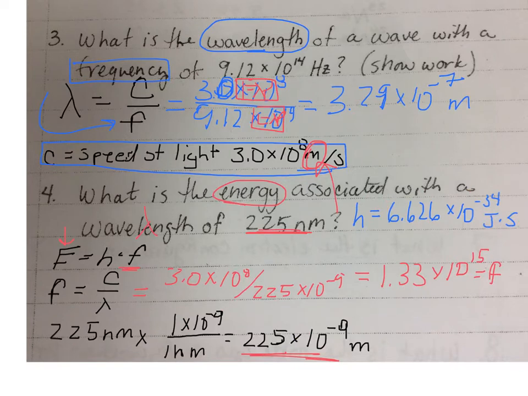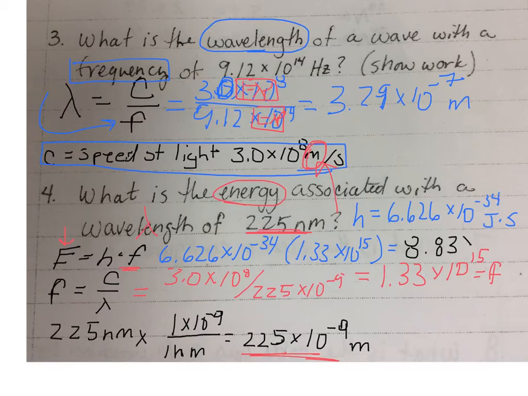And so we're going to take our H, 6.626 times 10 to the negative 34, and multiply that by our 1.33 times 10 to the 15th. This will give us our energy, which is 8.83 times 10 to the negative 19, and your units are joules. So that's how you solve that problem. And just remember that if it asks for energy and gives you wavelength, we've got two equations that we have to use there.